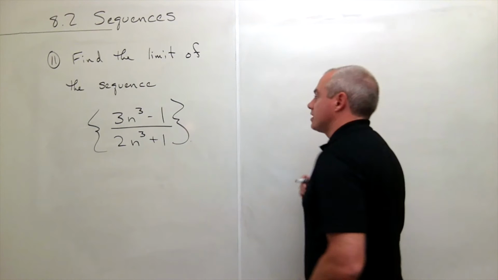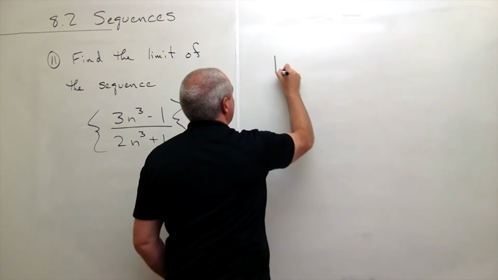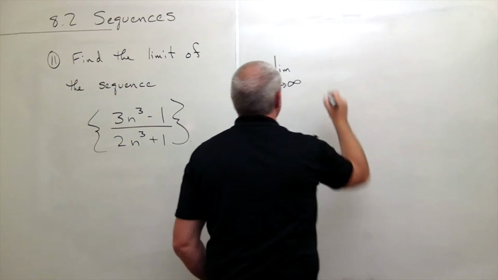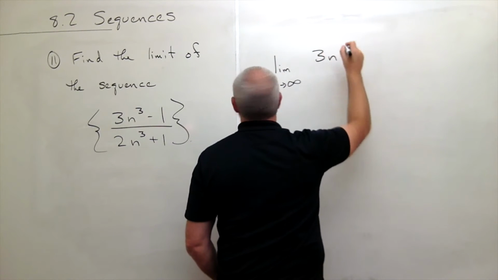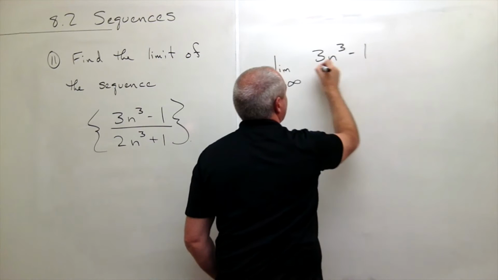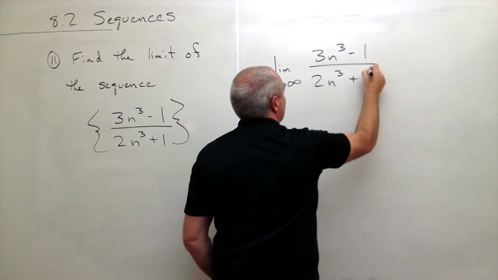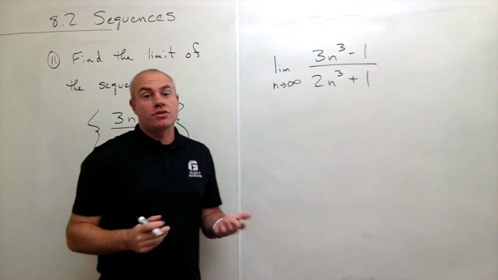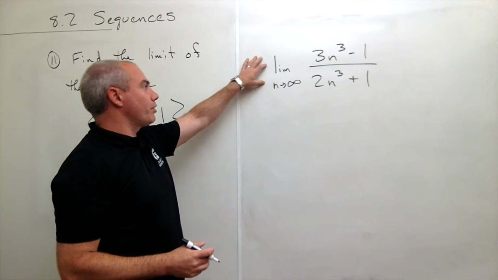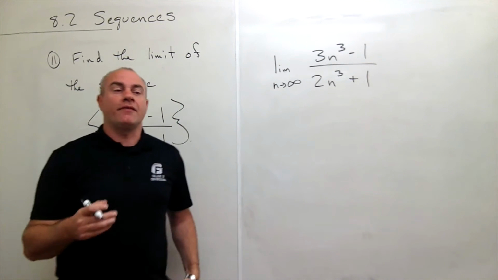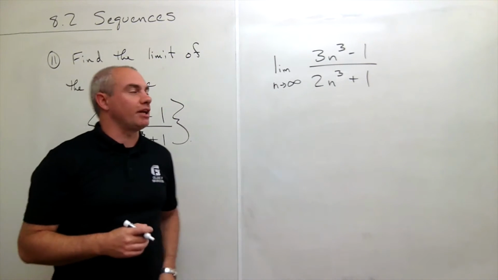So what I want to do is set up a limit as n goes to infinity of 3n cubed minus 1 over 2n cubed plus 1. So the question here is, do we remember our limit rules from Calculus 1? And if we do, this is a relatively easy limit.